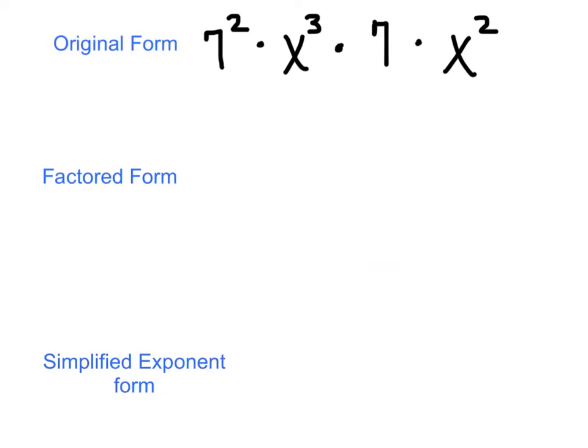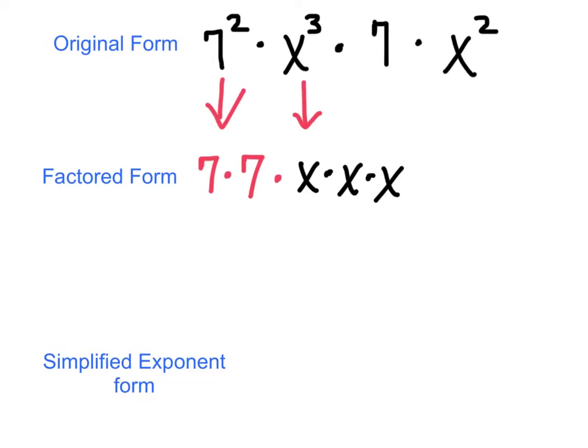All right, why don't you guys try this one? Push pause, see if you can simplify this one. All right, if I work this one out, I'll just kind of factor it. 7 squared, that's the same as 7 times 7. Okay, times x to the 3rd. Okay, that's x times x times x. Okay, times, I have another 7 here. And then times x squared, that's the same as x times x.